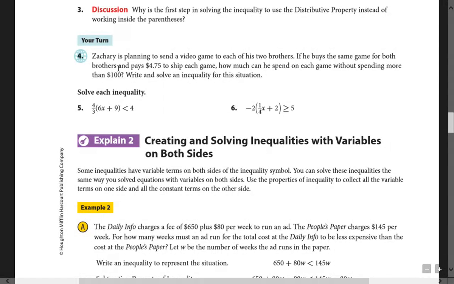Okay, Zachary is planning to send a video game to each of his two brothers. If he buys the same game for both brothers and pays $4.75 to ship each game, how much can he spend on each game without spending more than $100?